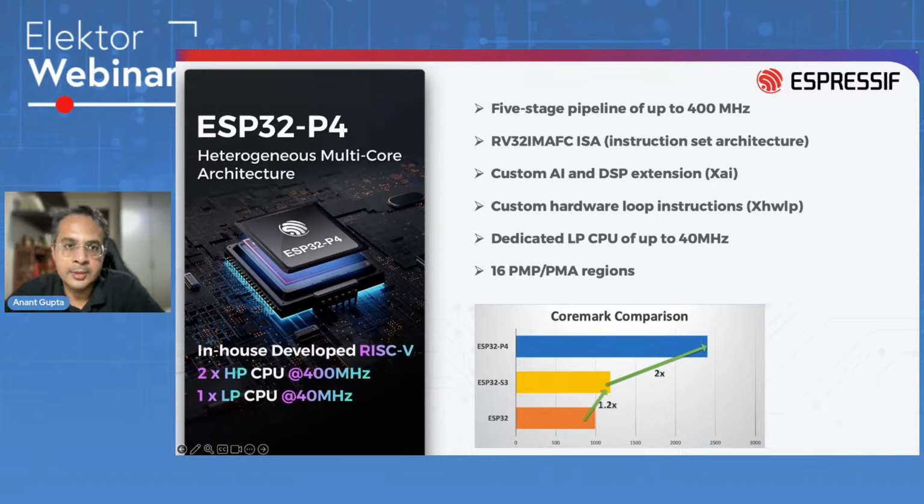It has the standard RISC-V IMAFC architecture, and then it has a couple of custom instructions which we have added, which is the AI and DSP extension, which we call XAI. And then we have some custom hardware loop instructions, which we call XHWLP, so hardware loop. Then it has 16 PMP and PMA regions. We will discuss a bit more about that on the security side when we talk about access management. But yeah, that's part of the RISC-V core architecture as well.